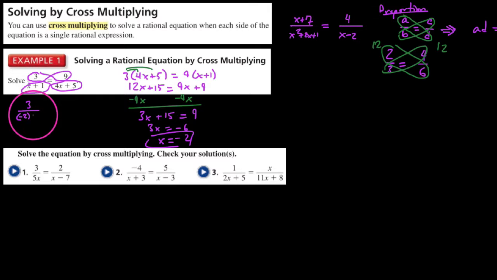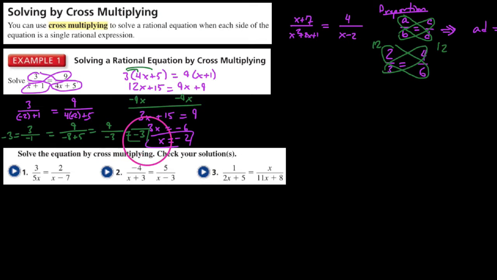If we put a negative 2 in here for all of our x values, we get 9 over 4 times negative 2 plus 5. What I'd like us to see is that on the left here we get 3 over, I suppose this would be 3 over a negative 1, which comes out to be a negative 3. And on the right side here, we get 9 over a negative 8 plus 5, which comes out to be a 9 over a negative 3, which comes out to be a negative 3. So we do have equality here, okay?